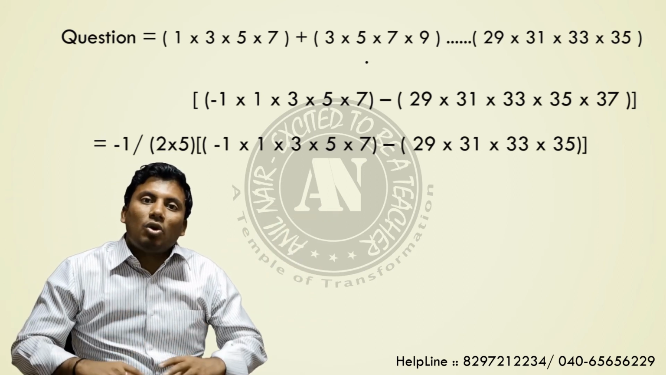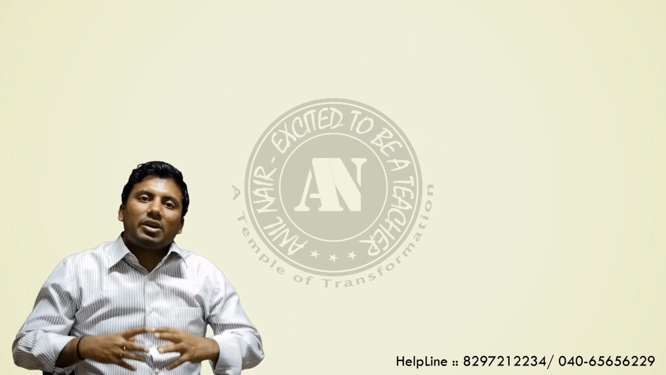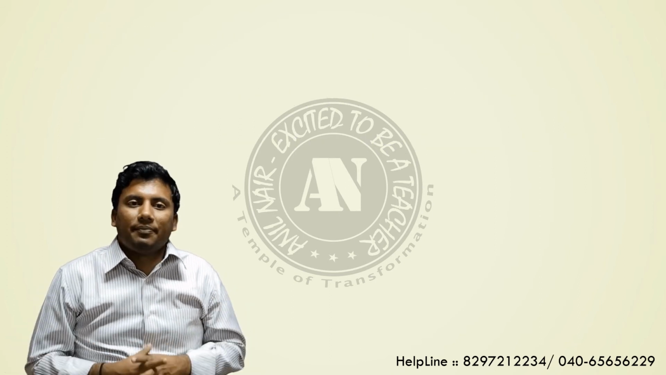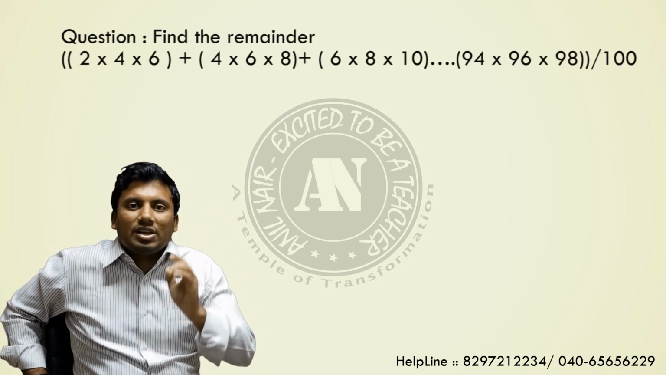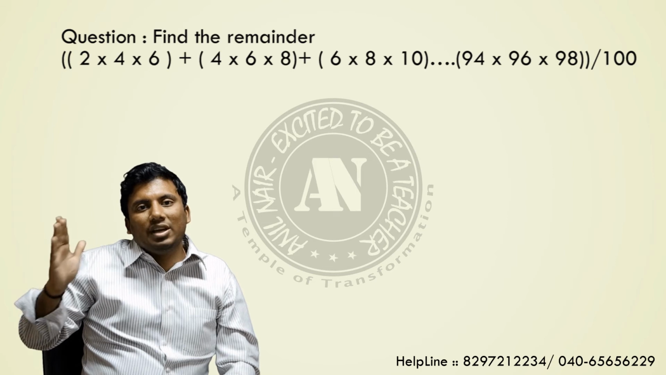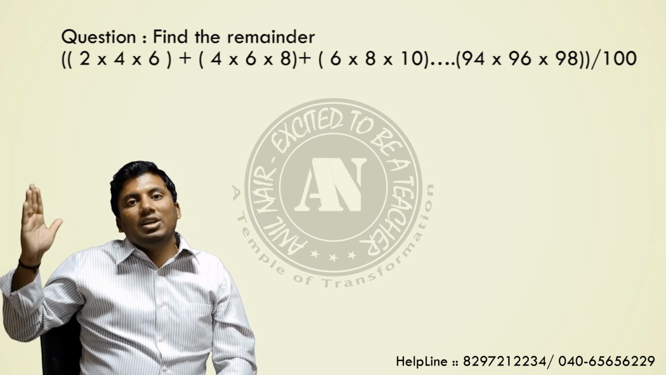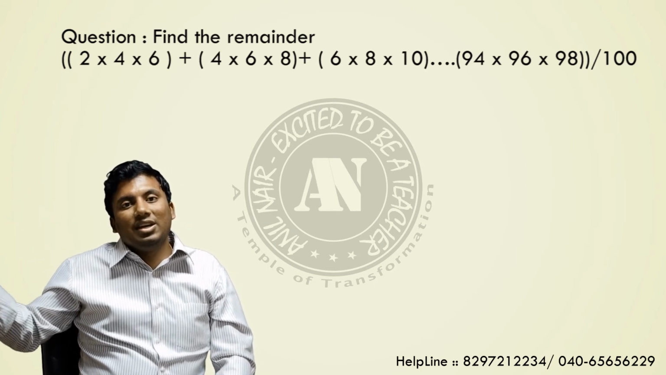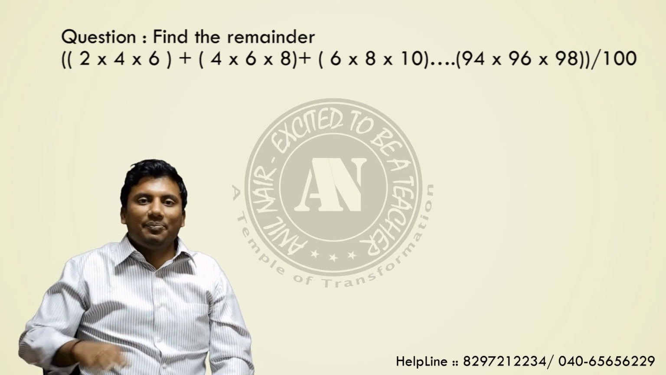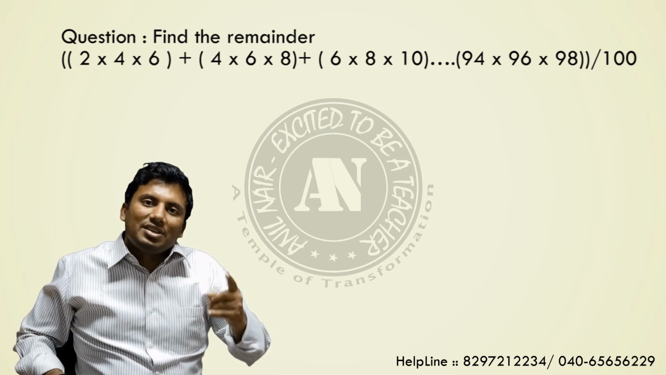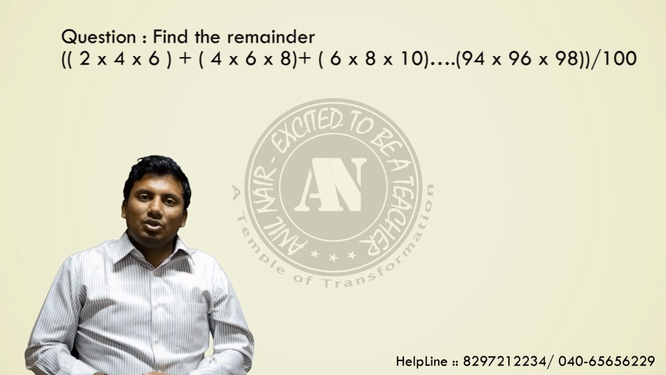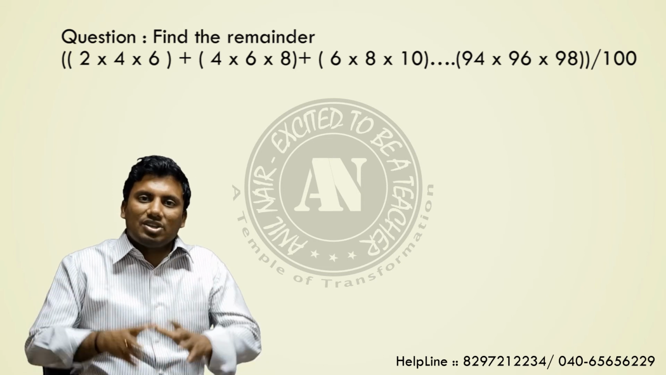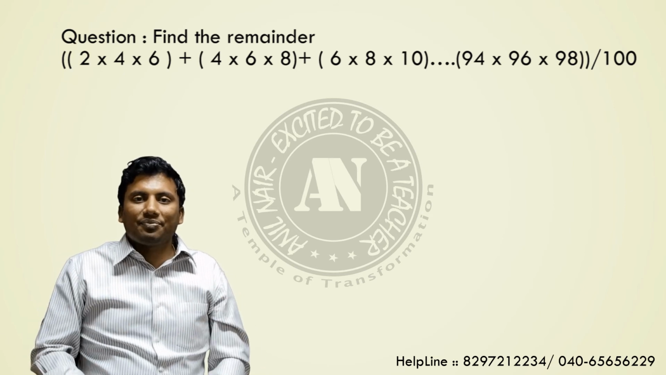Now, one more question where you are expected to solve this without using pen. What is the remainder when 2 into 4 into 6 plus 4 into 6 into 8 and so on up to 94 into 96 into 98 is divided by 100? Other students will solve this question by using summation. You are different from others. Let us solve this without using pen.